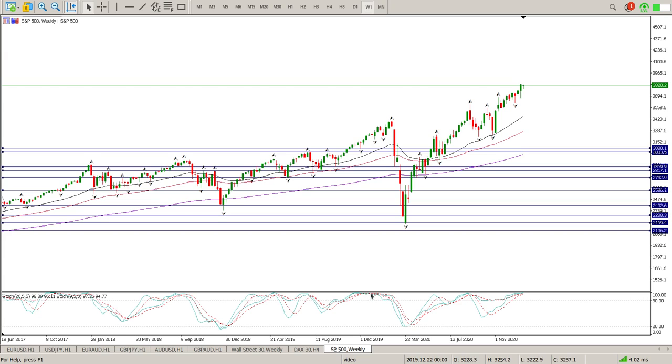Look what happened here. You can see we carried on going up. But then we had this crossover here, and we still carried on going up. So price was going up, and this was starting to move down, divergence. So there was already a signal there saying something's about to happen.